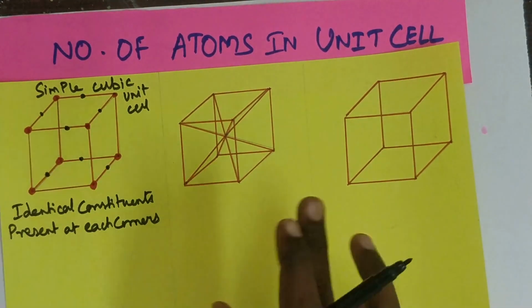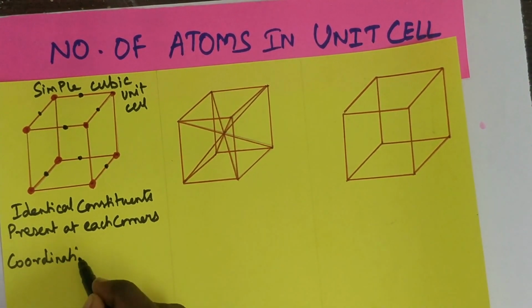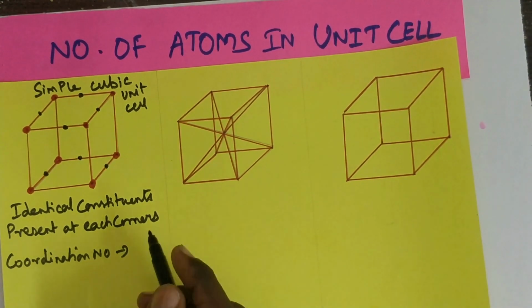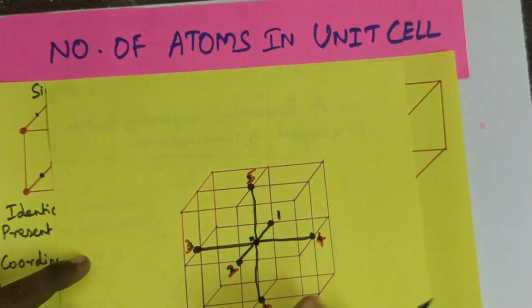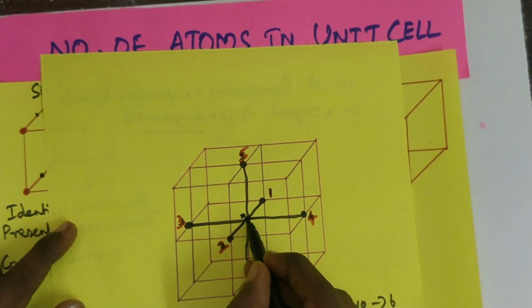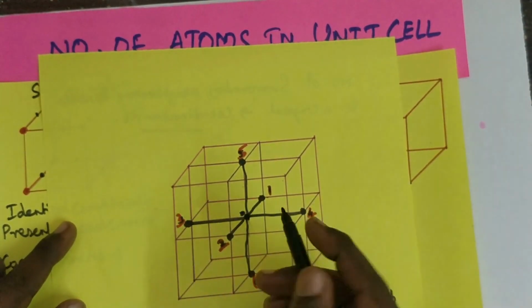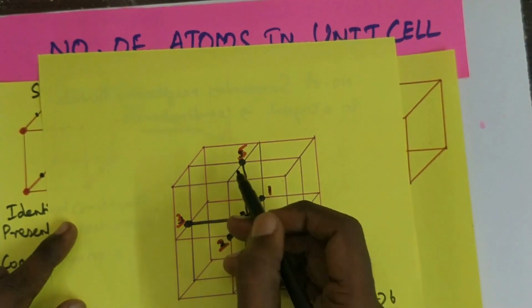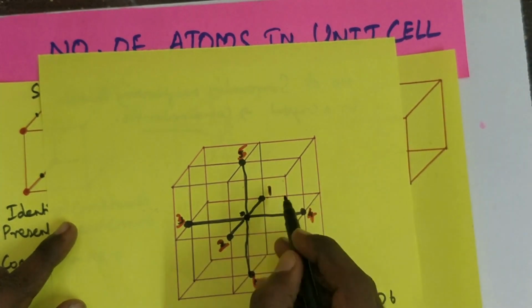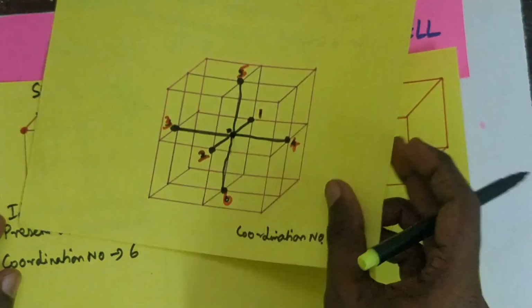In the case of the simple cubic unit cell, the coordination number is? Already I mentioned, suppose we mark this corner atom, then count the number of nearest neighbors about this atom. The nearest neighbors are 1, 2, 3, 4, 5, 6 for this corner atom in the unit cell. So the coordination number is 6 for the simple cubic unit cell.